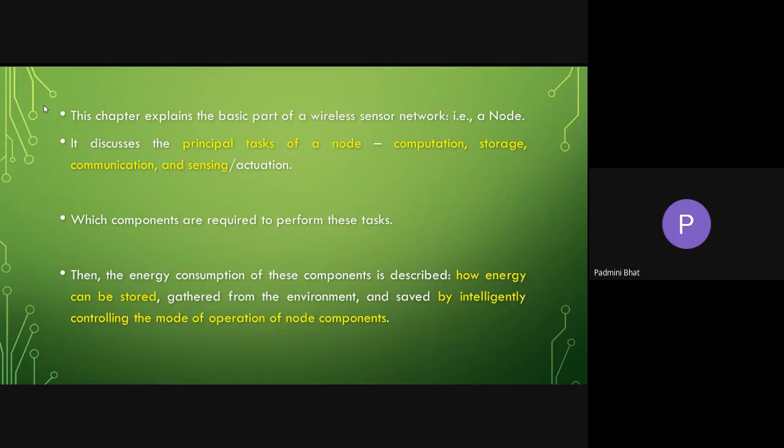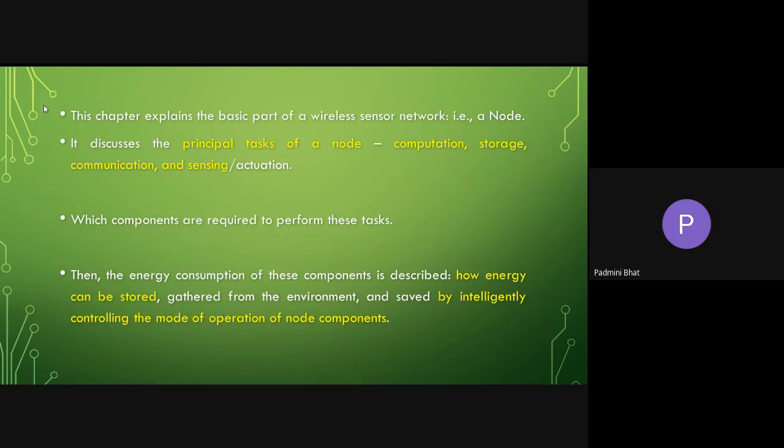Now you are searching for your seminar topics, so you might have come across papers titled "energy efficient so and so." Because when we are talking about wireless sensor networks, we have limited energy. So how do we optimize the energy utilization within that limited energy, how can it be stored or gathered from the environment, and saved by intelligently controlling the mode of operation of node components.